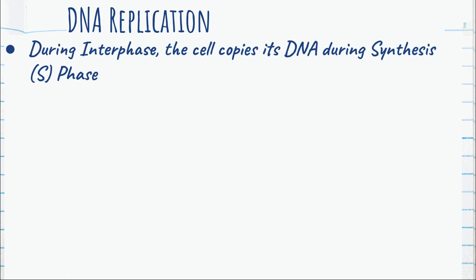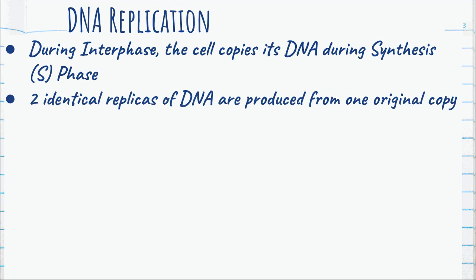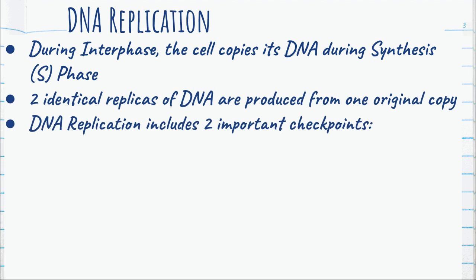All right, to just review DNA replication. Again, this happens during the synthesis or S phase of interphase, where the cell will copy its DNA. The cell will make two identical replicas of its DNA from the one original copy. During this process, there are two important checkpoints that occur. And if you look back at the model on the prior slide, you will notice those checkpoints labeled on the model. So the checkpoints are very important to ensure that the cell cycle continues without errors.